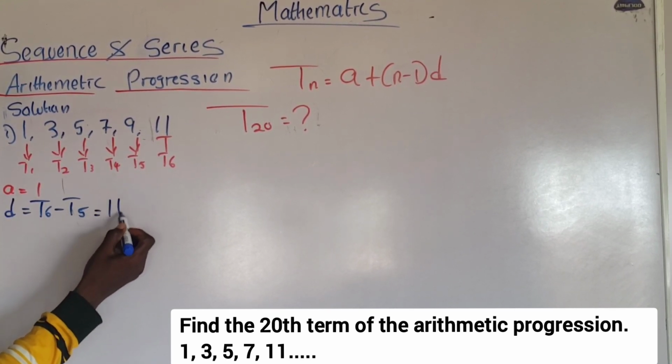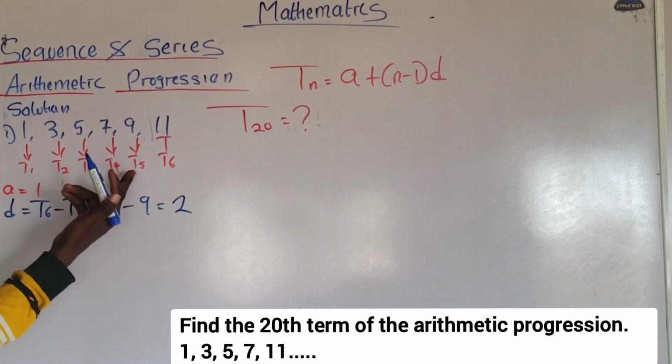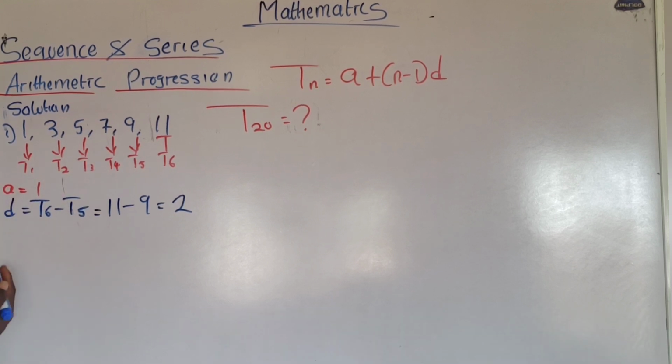That means I'm going to have 11 minus 9, which is 2. So the difference is 2. And you can choose T5 and T4, the fifth term and the fourth term. All you have to do is take the difference between the fifth term and the fourth term, and you are going to get 2 as well. So now, having gotten a and d, you can easily calculate T20, the 20th term.